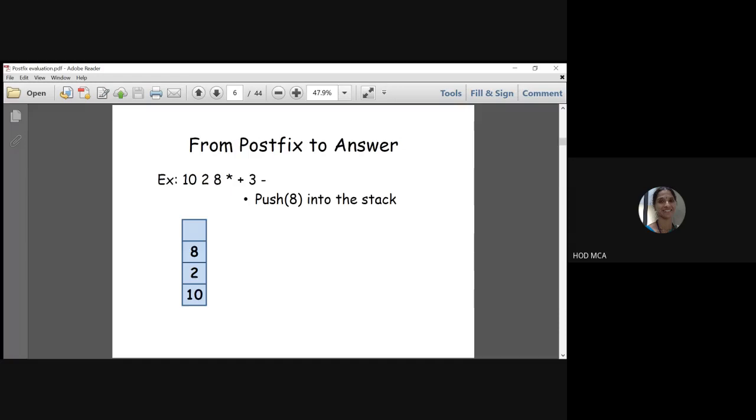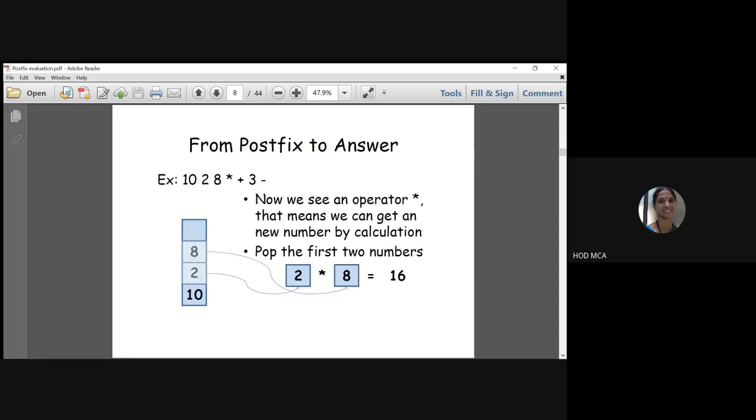So that means I should pop 8, pop 2, and apply the star operator on 2 and 8. So 2 cross 8 is what I should calculate, and I will get 16. That 16 I will push onto the stack. Most of you have given it right, but still I am explaining because there may be some students who haven't followed or who have forgotten something. So we see an operator star, that means we get a new number by calculation. We pop out the two numbers 2 and 8. 2 star 8 is 16. You have to push the new number back into the stack.